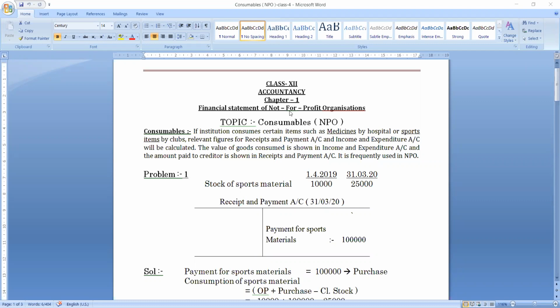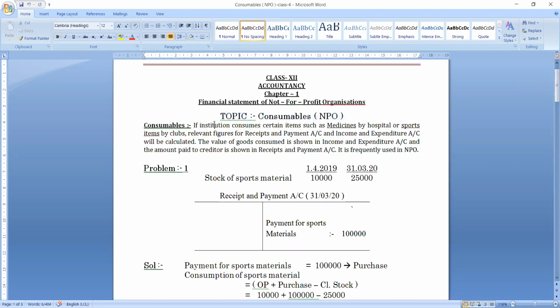That consumable is part of a not-for-profit organization. First of all, you have to know the meaning of the word consumables. Here it is written: institution means a not-for-profit organization. If an institution consumes certain items, such as medicines by a hospital or sports items by a club, the relevant figure for the receipt and payment account and income and expenditure account will be calculated.